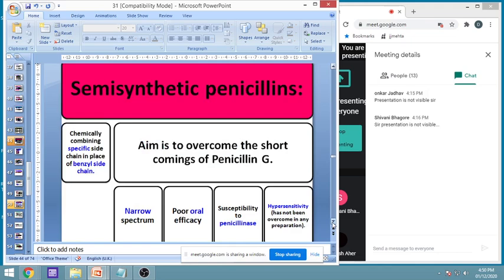Now the second are semi-synthetic penicillins. We shall discuss the problems with all penicillins simultaneously. Semi-synthetic penicillins we will take in the next class. What are these semi-synthetic penicillins? We will classify them also, and see what the various adverse effects are which are common for them.